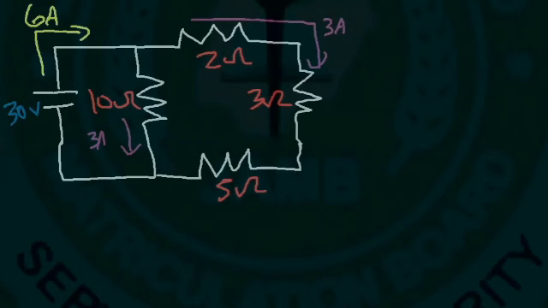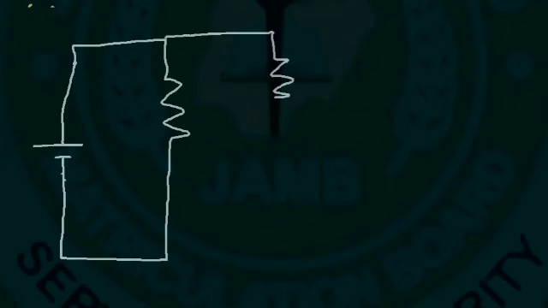Now we can calculate the voltage of each resistor. By the way, we can redraw the circuit to make it look better and easier to work with. So here's the 10 ohm resistor, and here's the other 3 resistors. So you can view the circuit this way as well.